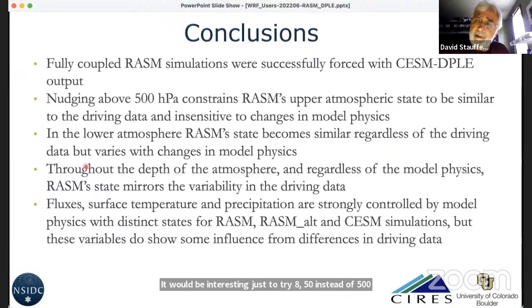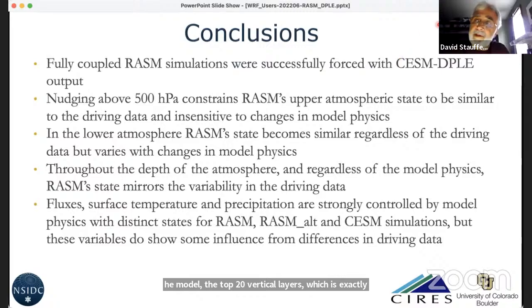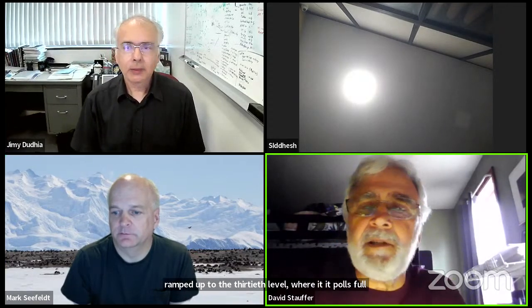So you say above 500. Is it the 500 millibar level itself? No, it's the top half of the model, the top 20 vertical layers, which is approximately 500 hectopascals. So at the level of non-divergence, which is near 500 millibars, you have minimal forcing from the nudging. Is that right? Correct, because it's being ramped up to the 30th level where it pulls full in. All right, thanks for the clarification.